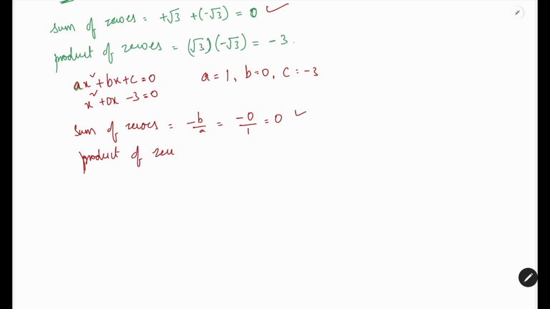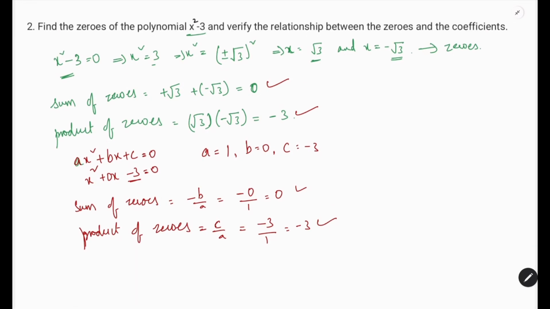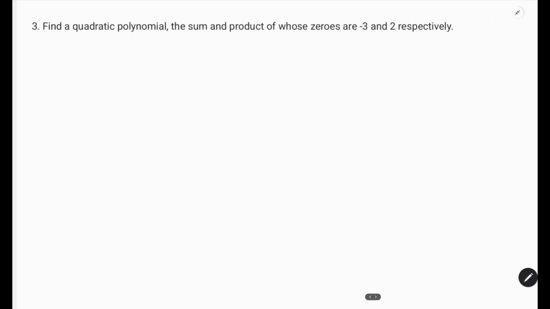Product of zeros equal to c by a. What is c here? c is minus 3. Minus 3 by 1 equal to minus 3. See here, this and this both are the same. Okay, we have verified. Next one.